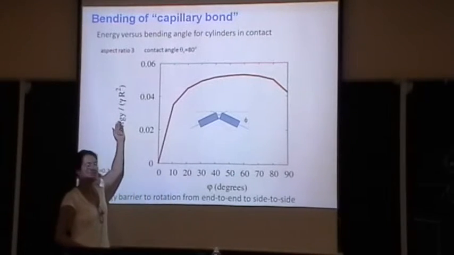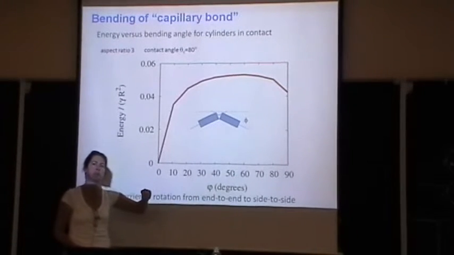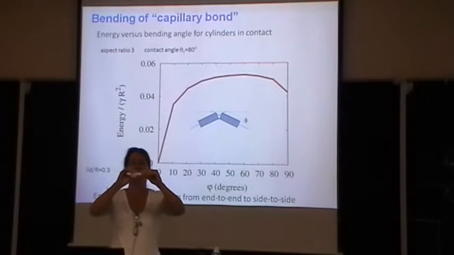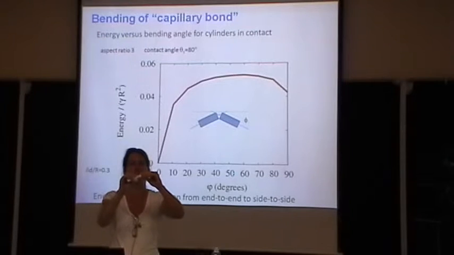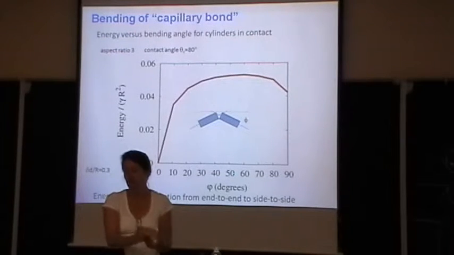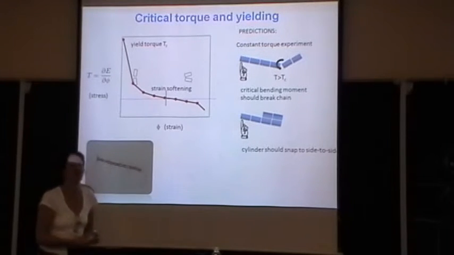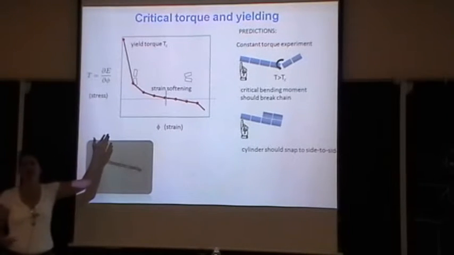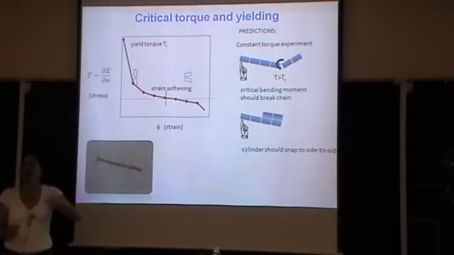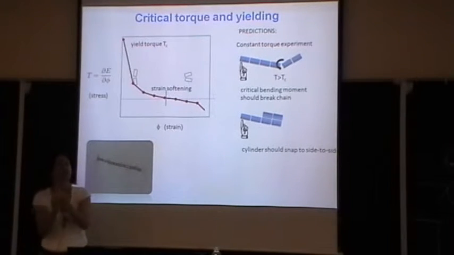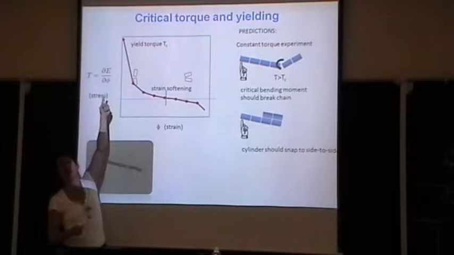But if we go back to the calculation for the energy, and we take the derivative of this energy with respect to this angle, that's going to relate to what torque I have to put on this bond to bend it. And it comes out to look like this. The steepest slope is at the beginning. So if you think about trying to bend these things, you apply torque. Nothing, nothing, nothing, static. Right? Nothing, nothing, nothing, yield.